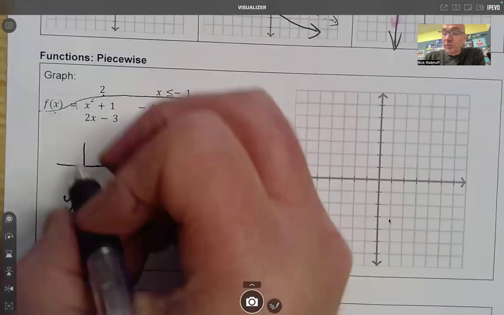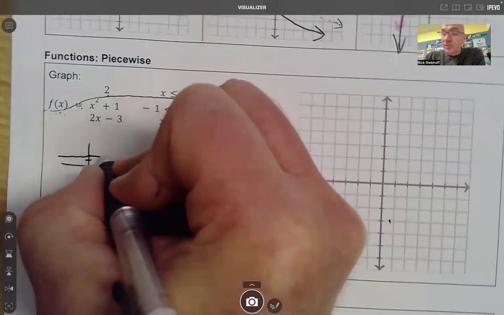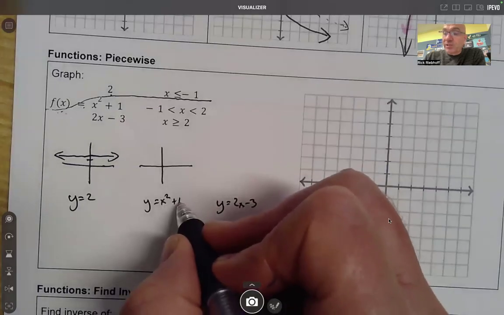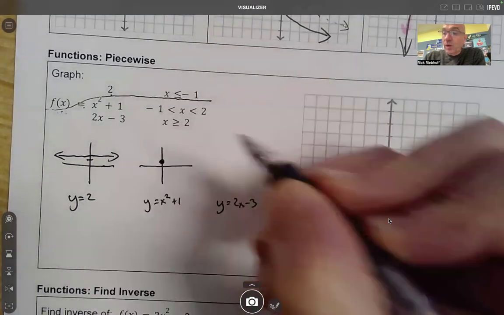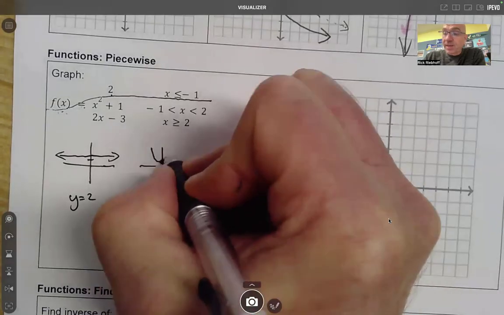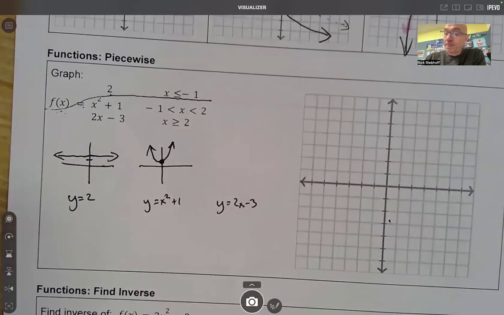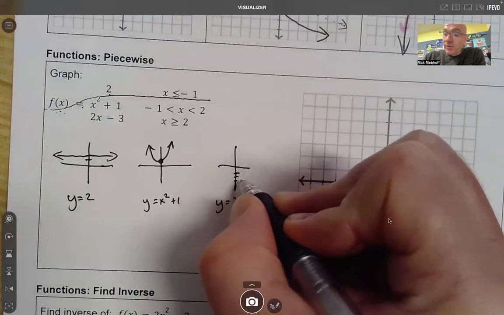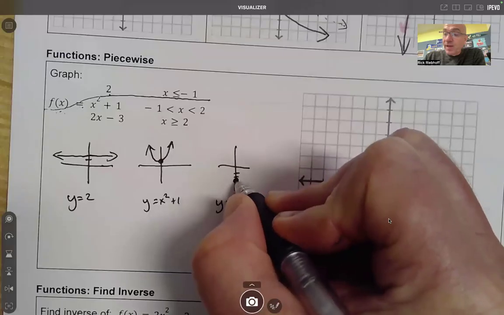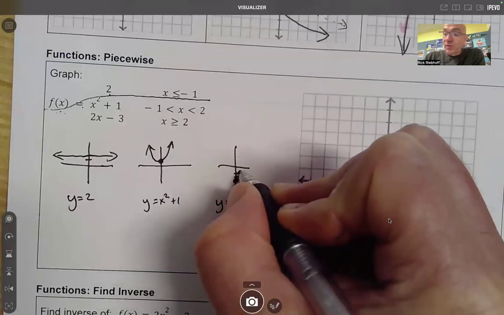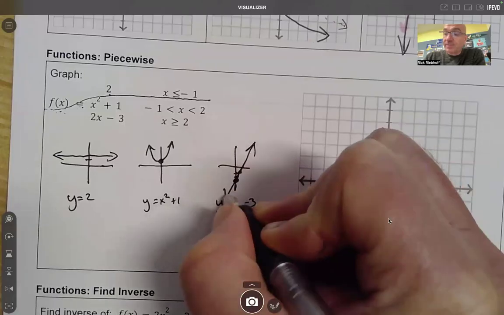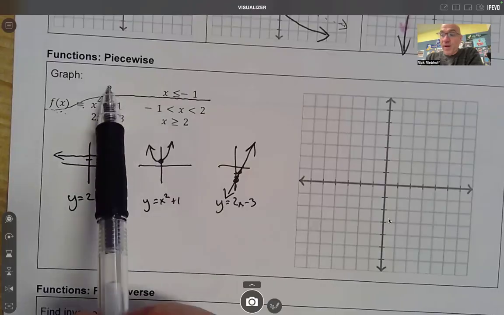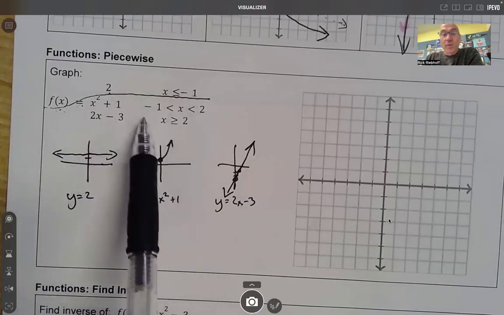Okay, y equals 2 looks like this. I go up to 2, and it goes across like that. Y equals x squared plus 1 is just a parabola that goes through (0, 1). All right, so it looks like that. Y equals 2x minus 3: we go through -3, and we have a slope of up 2 over 1. So it's a line that does that. Cool. So I have those three things, right? So I graph those three, and then I figure out where they work.